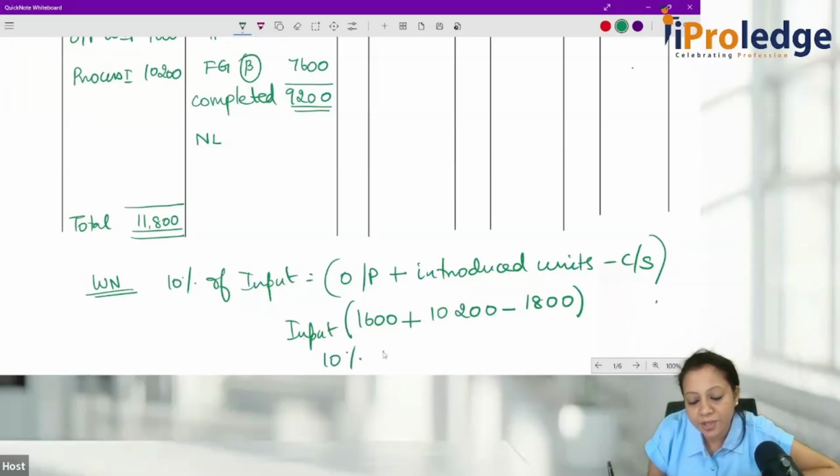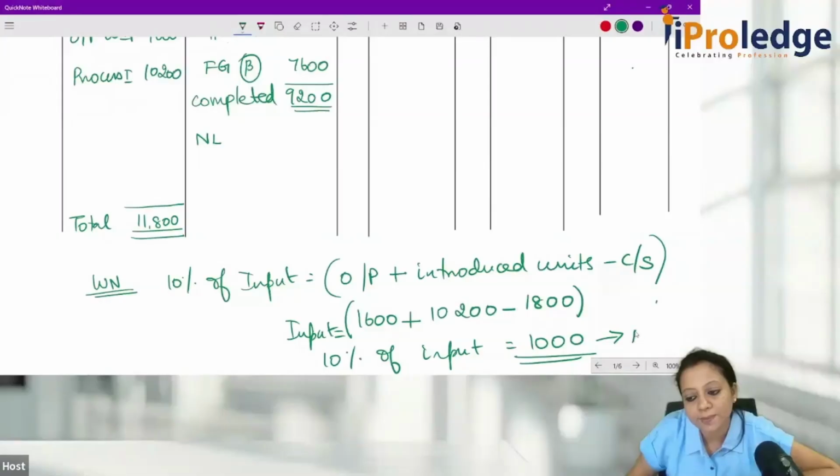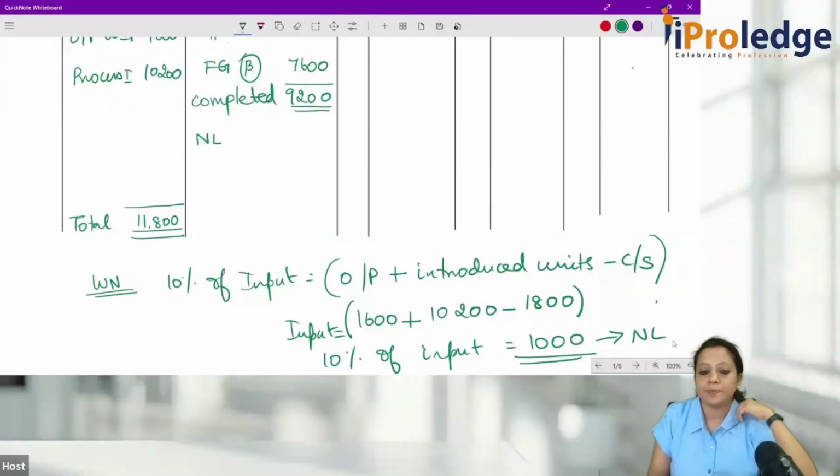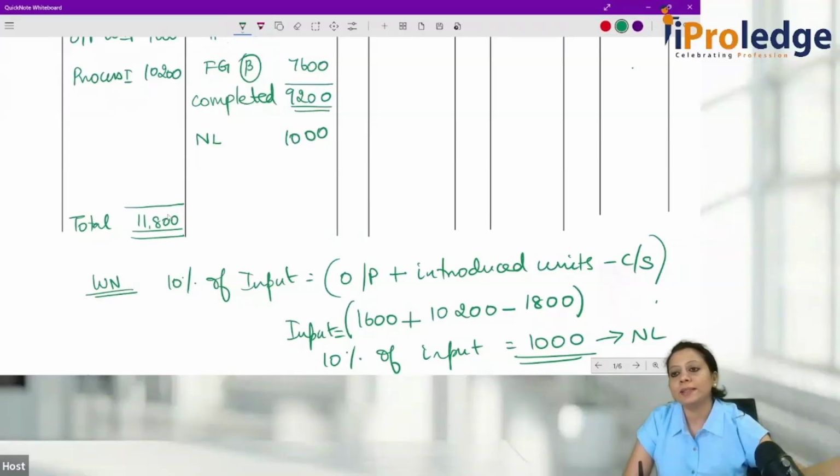So 10 percentage of input is equal to how much? 10,000, so 1,000 it is. That is the normal loss. So in this process, the normal loss is only 1,000 units because I have to subtract my closing.